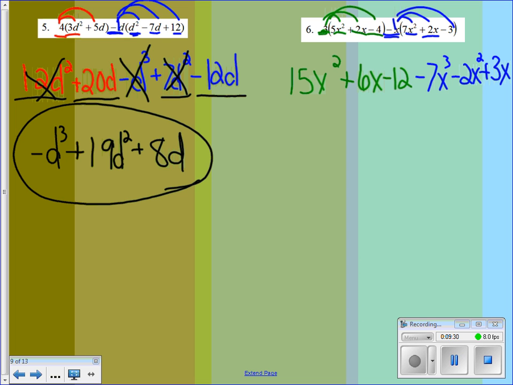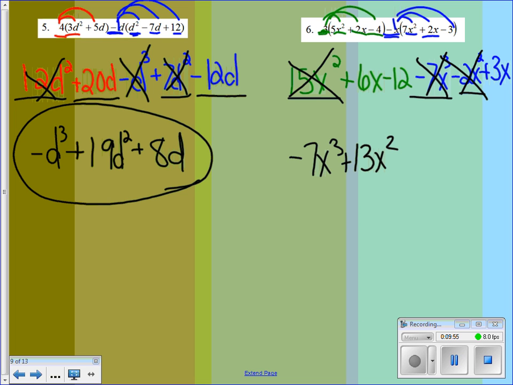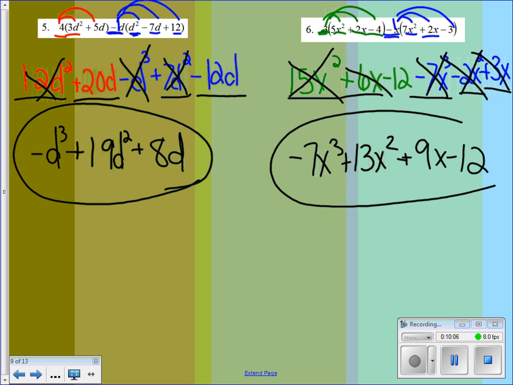So the last thing I need to do before I'm done is put my answers into standard form. So I see that this negative 7x to the third is my largest exponent, so I'm going to write that first. Next, I have 15x squared minus 2x squared. I can combine those like terms to give me 13x squared. Remember, guys, I'm not adding any exponents when I'm adding like terms. Then I have 6x plus 3x, so I get plus 9x, and then I have minus 12 at the end. So all my like terms are combined and my answer is in standard form. So that right there is my final answer.